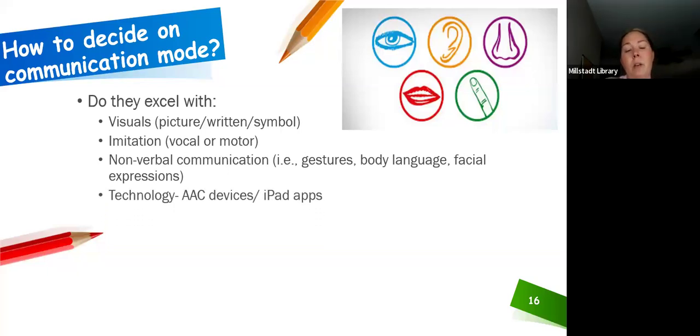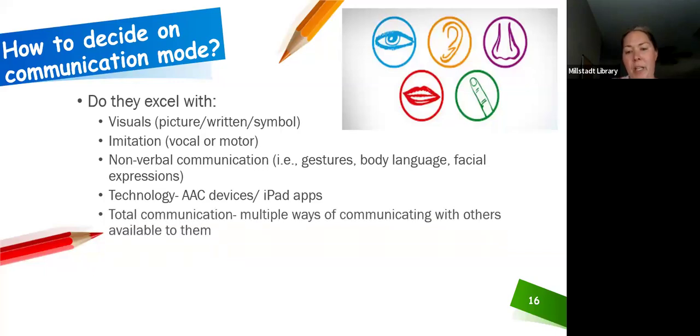Technology, do they excel with technology? There's so many AAC devices. AAC stands for augmentative alternative communication. And then there's lots of apps on the iPad that people can download and pay for subscriptions for, that are picture or written visuals for someone to communicate, where they would just touch a button that says, I want to go outside, or I want cookie. So those are all things that have to go into play in deciding which communication mode works best for an individual.